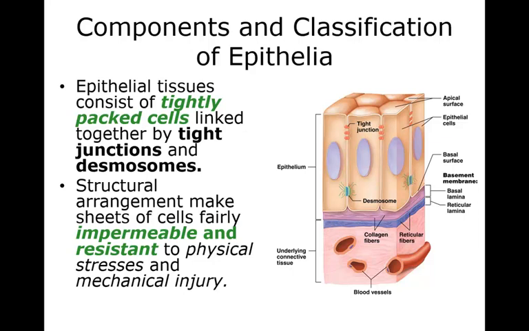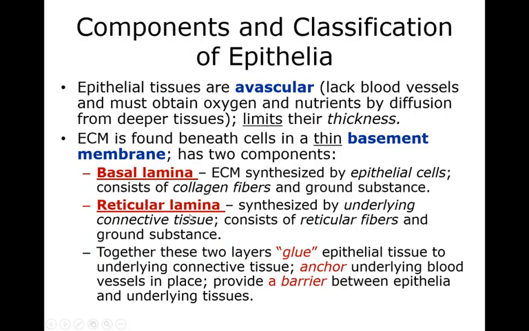So we looked at the functions of epithelial tissue, but now let's look at some of the components. So again, we mentioned it consists of tightly packed cells. And typically these tightly packed cells are only tightly packed because they're held together by either tight junctions or desmosomes. So if you look to the picture on your right, you'll see at the top of this image, and this is on page 129, this would be epithelial tissue. So this is lining the surface, and you'll notice that these are connected by either tight junctions or desmosomes. And they're lining some type of internal connective tissue here. So because of their structural arrangement, typically they're impermeable or they're resistant to stress or to injury.